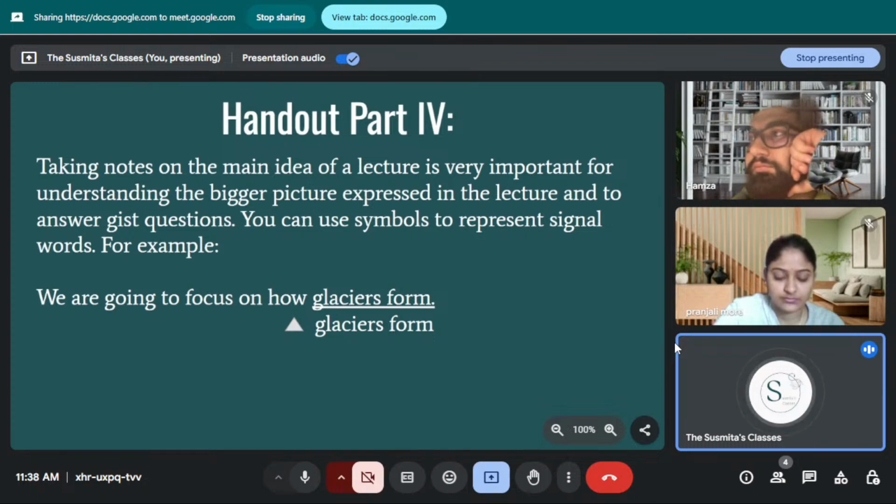Again, we have to try using these connectors in speaking and writing. But whenever we are listening, these should be your cues.